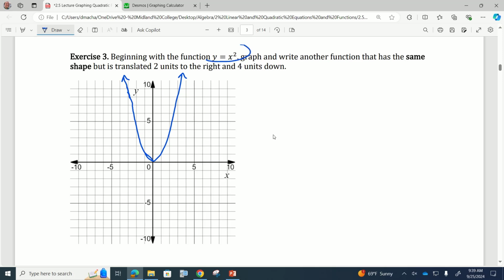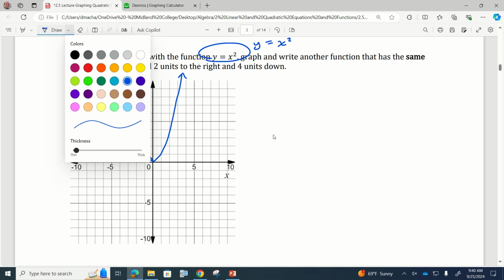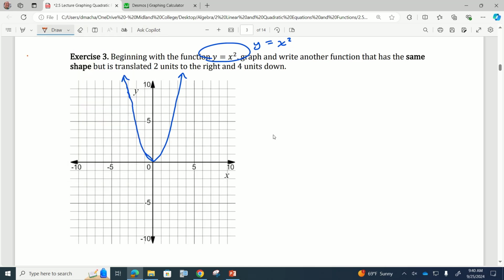So we're going to begin with the function y equals x squared. And now we're going to graph and write another function that has the same shape, but translated 2 units to the right and 4 units down. The way I'm going to do a question like this is I'm going to put those dots down that intersect with the grid lines really nicely. Actually, it's supposed to be 3, 9.